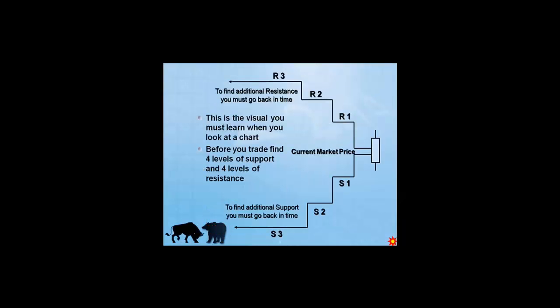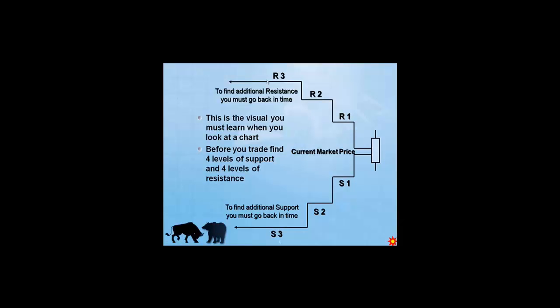Now, when we find support and resistance, when we open up a chart, at minimum we have to find 4 levels of support and 4 levels of resistance before we put on a trade. We currently start at the market price, and when we're finding resistance, we find a high that's higher than the market price. Then once we find that high, it's like going upstairs: we find a higher high than that, and then another higher high, and then another higher high. There has to be 4 levels.